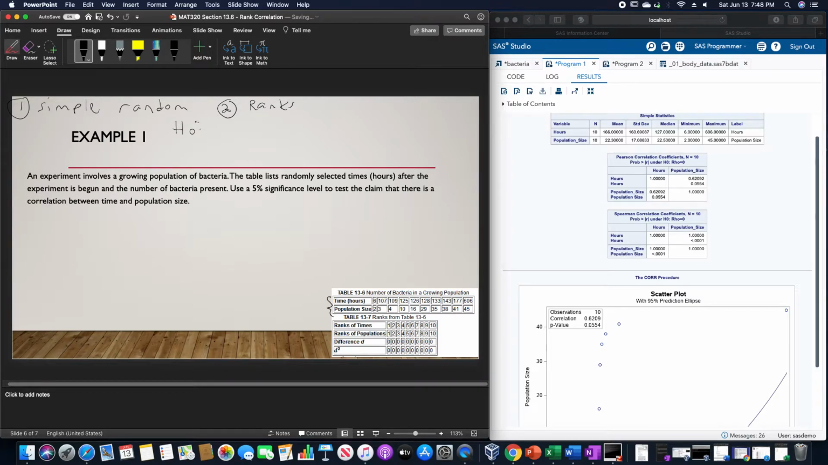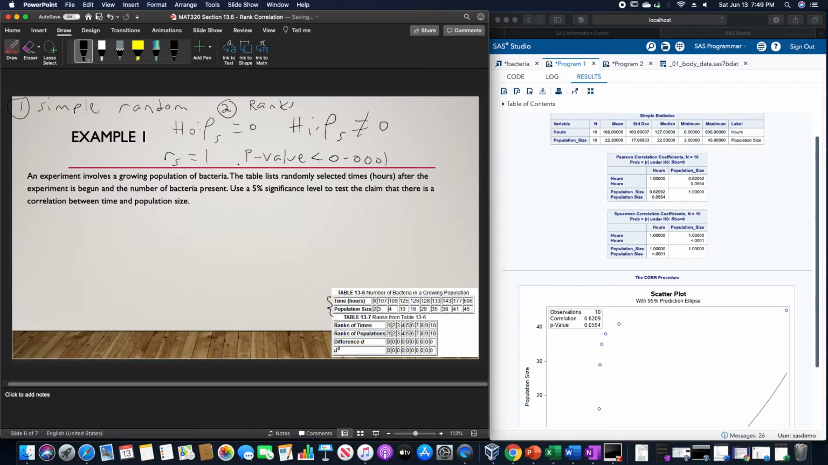The null hypothesis is that the Spearman correlation coefficient is equal to 0. The alternative is that it's not equal to 0. Or, to say it different ways, no correlation and correlation. Right? So, the value that we get is R sub S. This gave us a value of 1 in our case, with a p-value less than 0.0001.